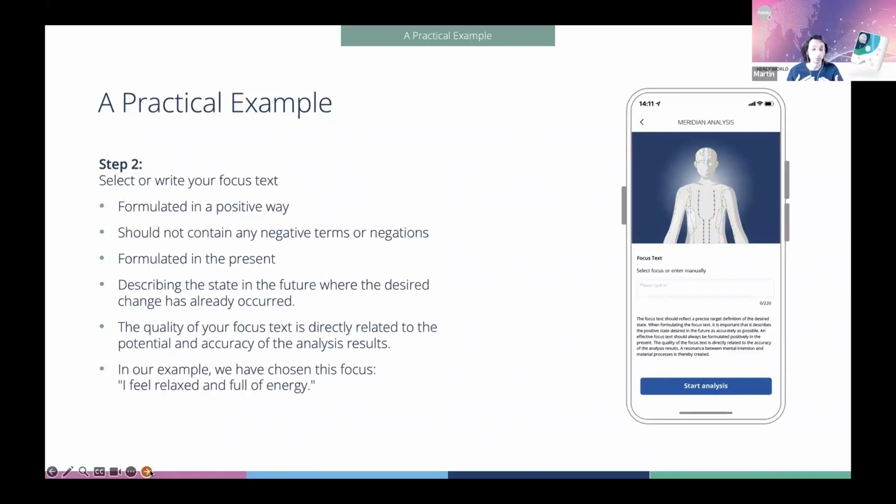The positive focus text would basically be formulated in the present, but it's a future state that you actually want to achieve, and you basically already frame it as if it already happened. Which means in our case: my knee is strong and flexible, and that of course means it's free of pain. But the focus text is positive, it's a future state.